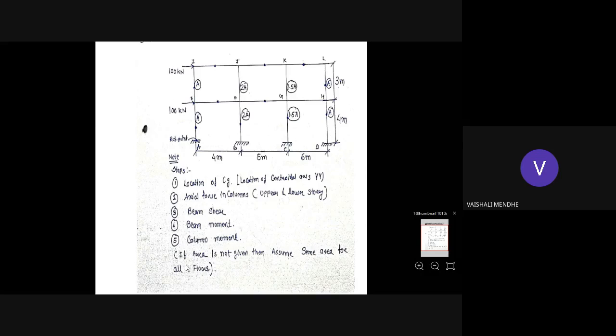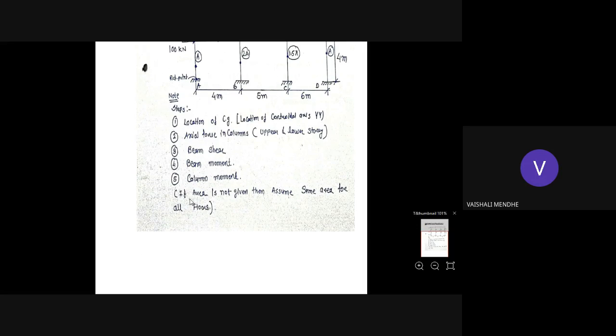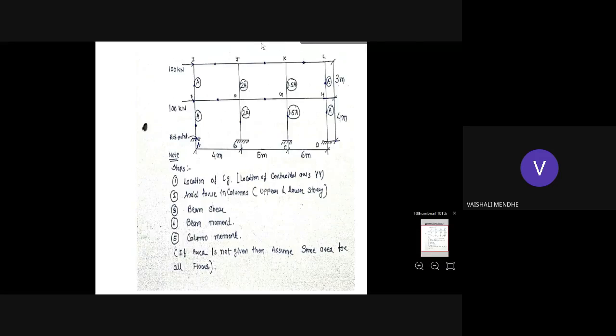So here I have written the note, if area is not given then assume same area for all 4 floors. Okay, now this is a given frame and this is a distance, a vertical distance is given 3 meter, 4 meter, and horizontal is also given. So first step we'll locate the centroidal vertical axis of the frame. We'll locate the CG of this frame.